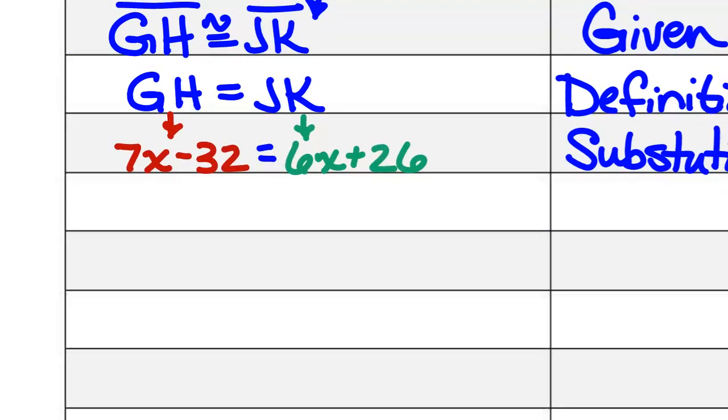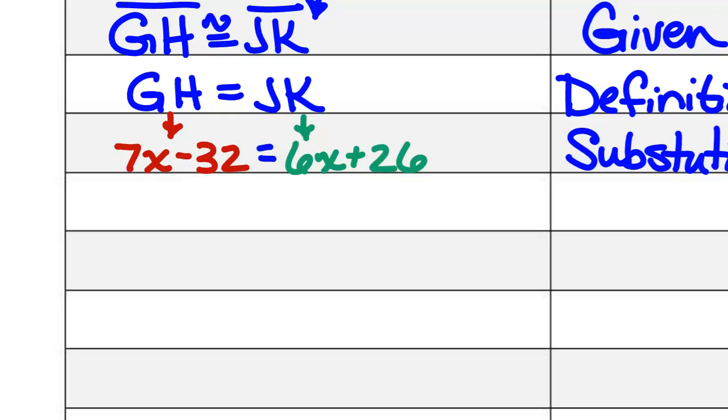What are we supposed to prove? x is equal to 58. So now I need to solve this for x. When I'm solving an equation, I always like to group my x's together first. I like to get them all together on one side first.